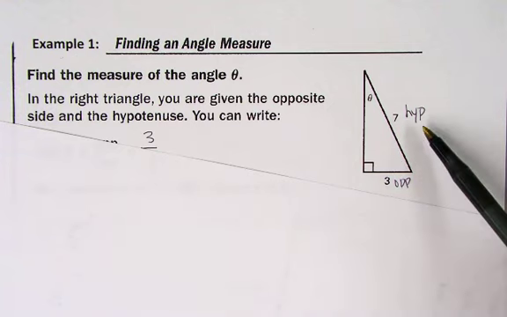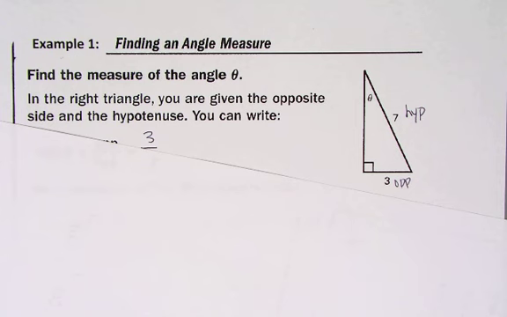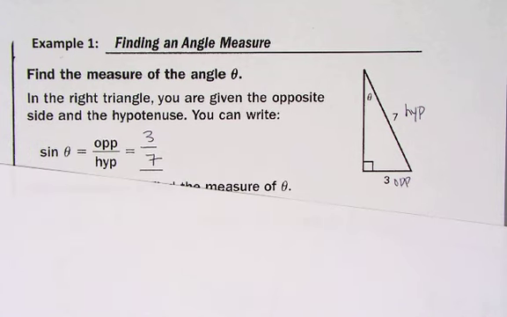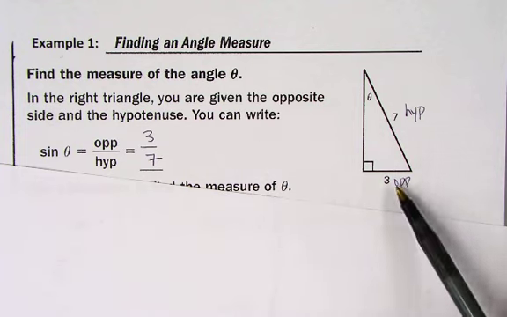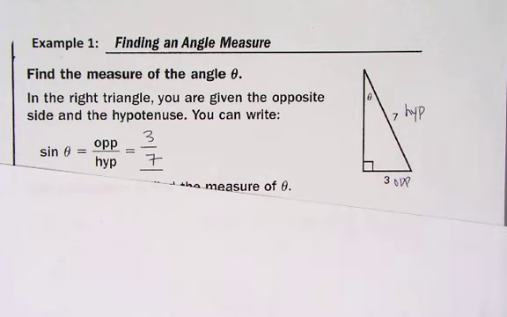Since opposite and hypotenuse are the two side lengths that we have, we know that we're going to be using sine, or inverse sine, to help find this missing angle. So since sine of theta is equal to opposite over hypotenuse, and 3 is our opposite leg and 7 is our hypotenuse, we're going to use this proportion to solve for our missing angle.